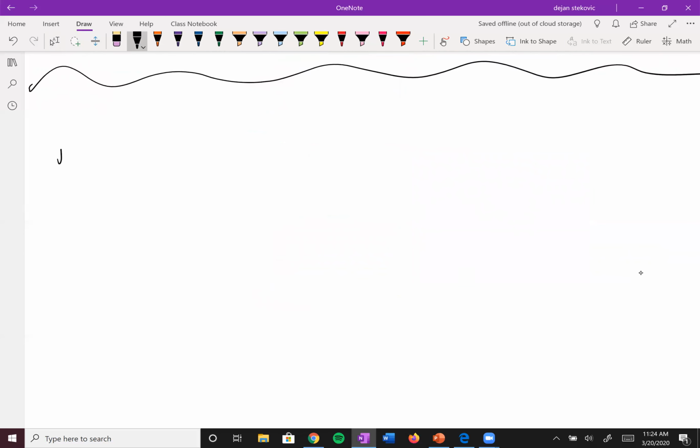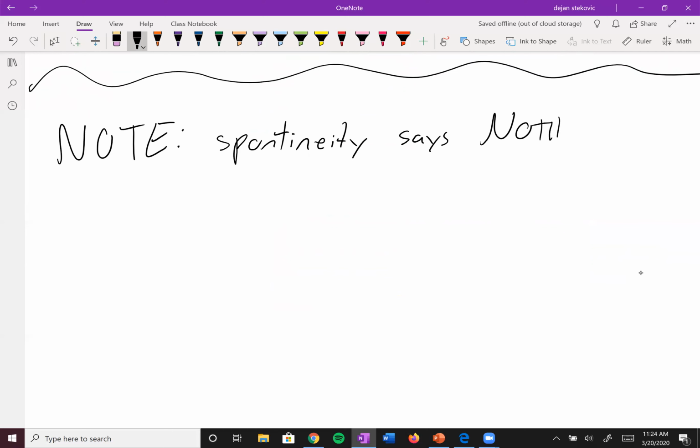So there's an important note here that we have to make, is that spontaneity says nothing about how fast a reaction will occur. So when we're studying thermodynamics and we're studying spontaneity, we're asking, will something happen or will something not happen? We're not asking how quickly it's going to happen.